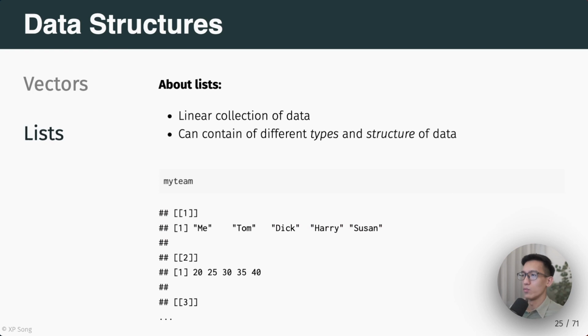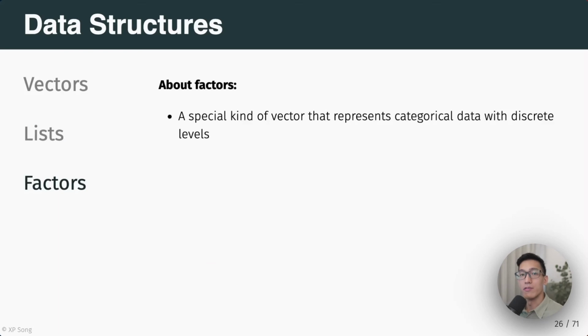And when we print out this list, note that elements in a list are indexed with double square brackets, meaning that this is the first element of the list, this is the second element of the list. You can see that this first element is a character vector, the second element is a numeric vector, and so on. Moving on, let's talk about factors.